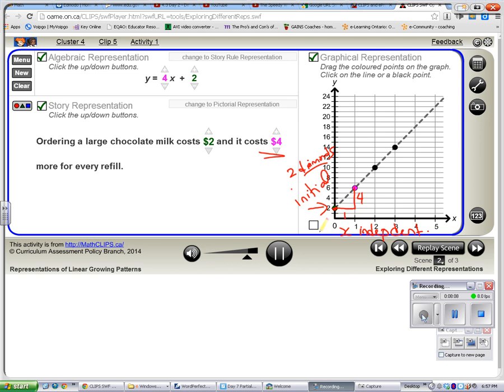Now we did say that we could tell the rate of change. The rate of change is often in the story when you have per, or the word per. We don't have either of those. In this case it says for every. So that is the same as saying per.